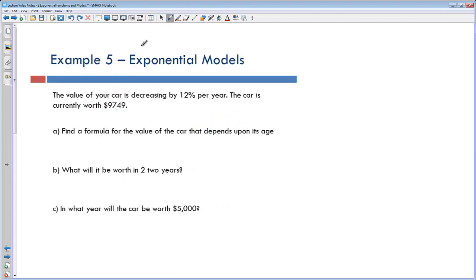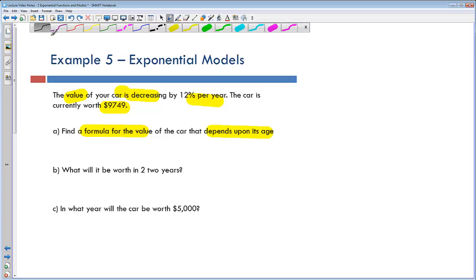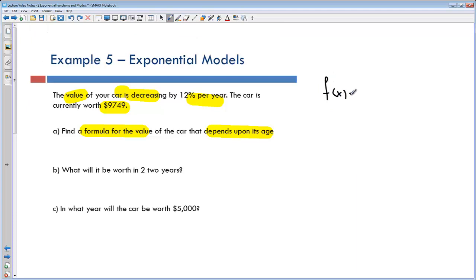So here we have the value of your car is decreasing 12% a year. So it's decreasing by 12% per year, and the car is currently worth $9,749. We want to find a formula for the value of the car that depends upon its age. And so there are a couple ways to do this, but again, I just try to write down a formula, and you can use the old standby functional notation where the letters don't represent the problem you're working with, but you can write down a formula with it. That's fine. I probably would say, okay, I'm looking for a formula for the value.